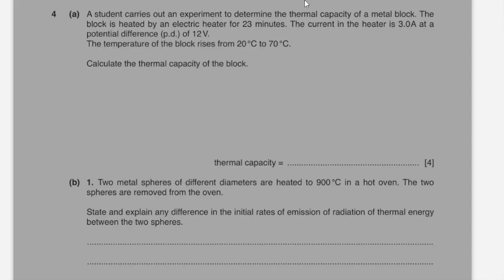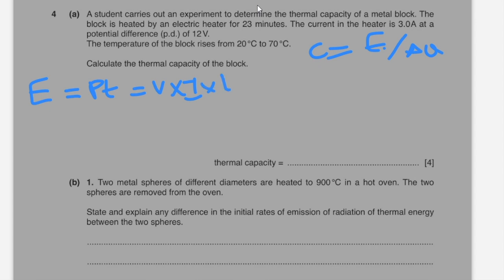Alright, so since this is not specific heat capacity, it's only thermal capacity, we don't need to add the mass over here. So the formula of thermal capacity is energy divided by change in temperature. So energy here is not given, right? So the formula of energy here is power into time, which is equal to voltage into current into time, since power is also not given. So energy here is equal to voltage, which is 12, into current, which is 3, and time, which is 23 minutes. So we'll have to convert minutes to seconds, which is 23 into 60.